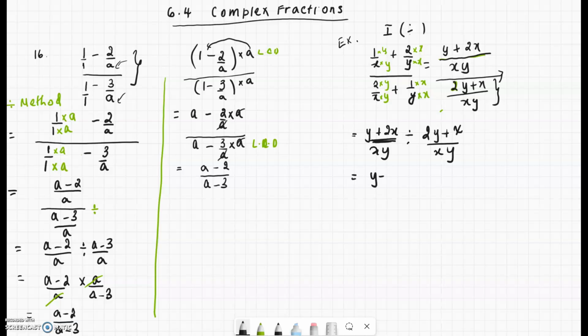Next we have the same rational expression times, and now we flip the fraction on the right, so that's xy over 2y + x. We cancel common factors if any, and clearly these two are common factors, and we're left with (y + 2x)/(2y + x).